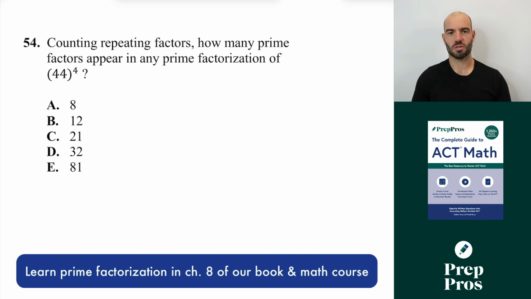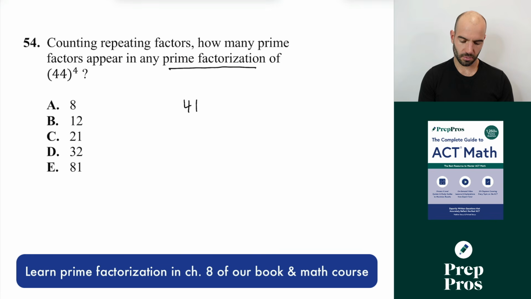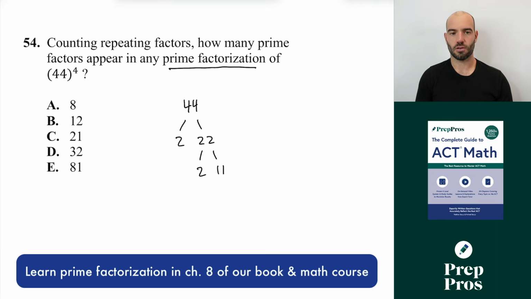All right, this question here was probably one of students' least favorite questions, one that confuses them most. So here it says, counting repeating factors, how many prime factors appear in the prime factorization of 44 to the 4th? Now, let's first go over prime factorization, make sure you remember that. So if I'm doing the prime factorization of 44, we're basically making a factor tree. So 44 is 2 times 22. 22 here written as 2 times 11. This is as far as we go. So I can write the prime factorization of 44 as 2 times 2 times 11.